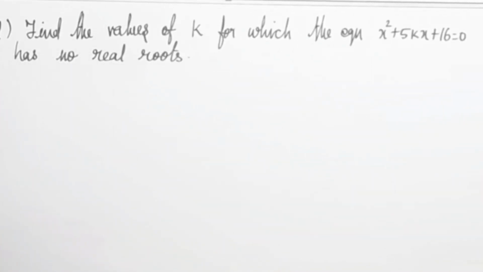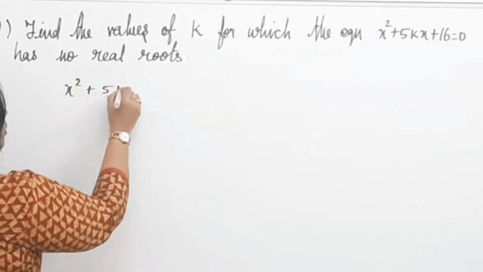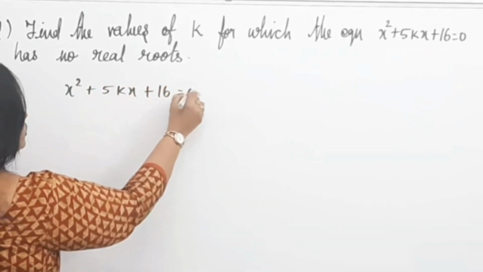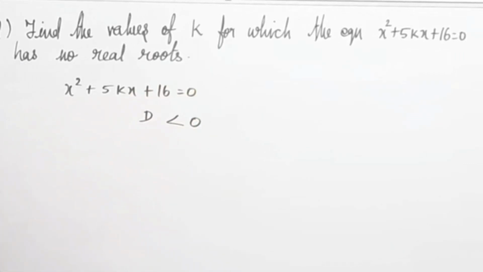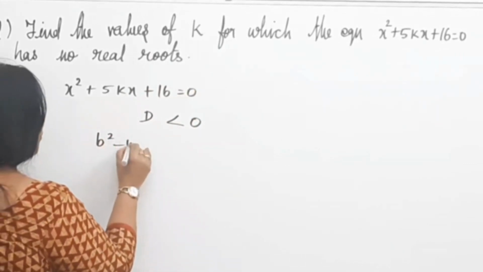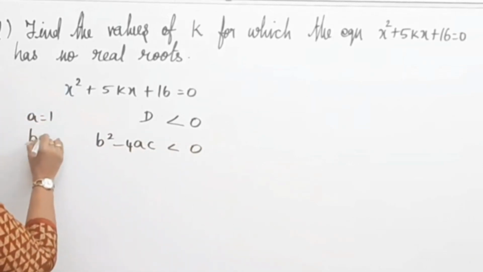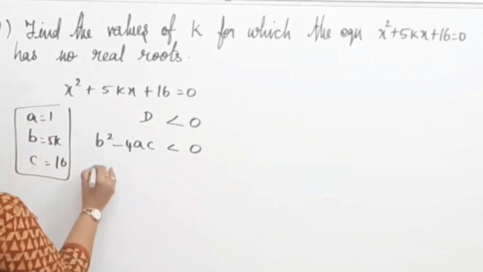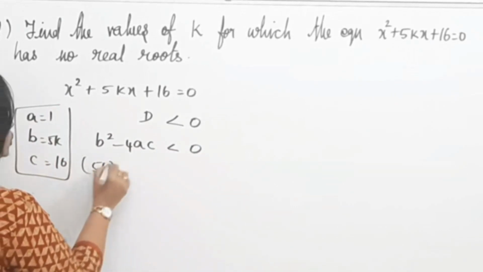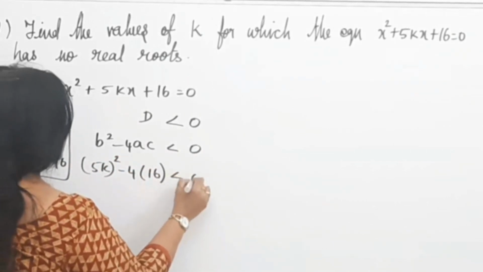Children, look at this question. Find the values of k for which the equation has no real roots. So my equation is x square plus 5kx plus 16 equal to 0. It has no real roots means D is just less than 0. That means b square minus 4ac is less than 0. Let me write my coefficients. B is 5k and c is 16. So I would substitute here 5k the whole square minus 4 into a is 1 and c is 16, is less than 0.